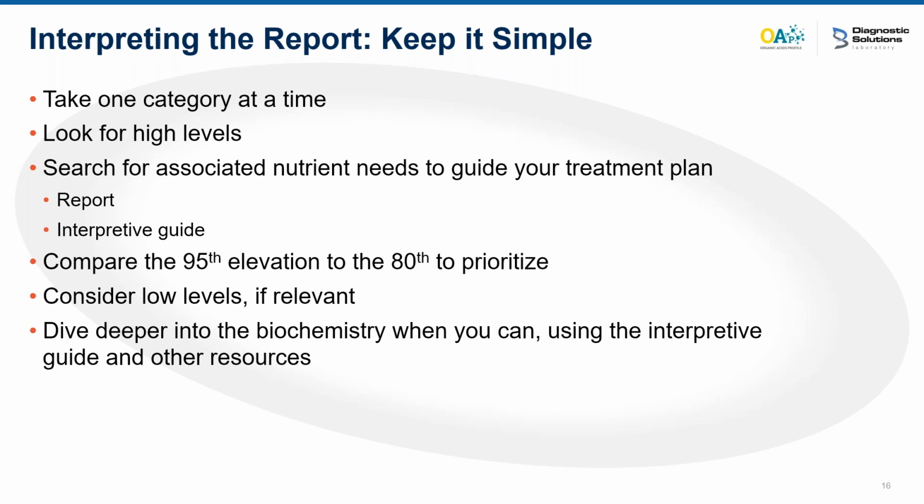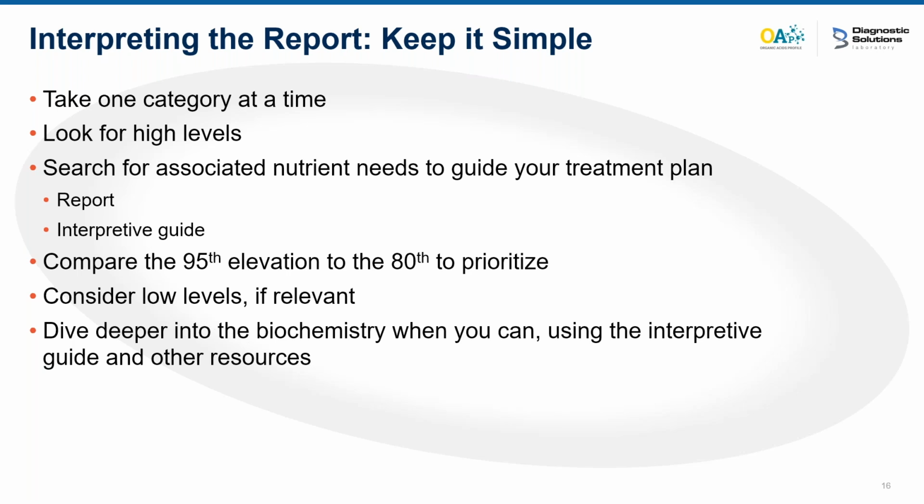Ultimately, with this test, we are looking for high levels pretty much most of the time. So a high organic acid means the patient needs a nutrient. And so once you see, oh, my patient has high levels, then you're looking for what are the nutrient needs that are associated with this marker. So the report gives you some guidance. The interpretive guide gives you some guidance. We have a really nice interpretive guide.